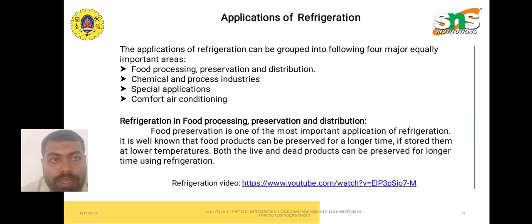Next, about applications of refrigeration. It can be grouped into the following four major, equally important areas. One is food processing, preservation and distribution. Second, chemical and process industries. Third, special applications. Fourth, comfort air conditioning. Refrigeration in food processing, preservation and distribution is one of the most important applications of refrigeration. It is known that food products can be preserved for a long time if stored at low temperatures. Both live and dead products can be preserved for a longer time using refrigeration. Here is the video link about this refrigeration video.